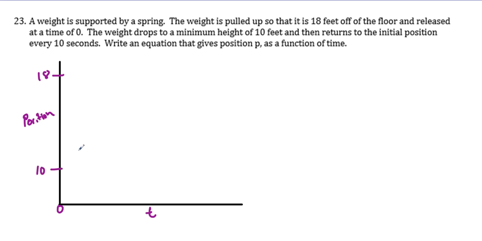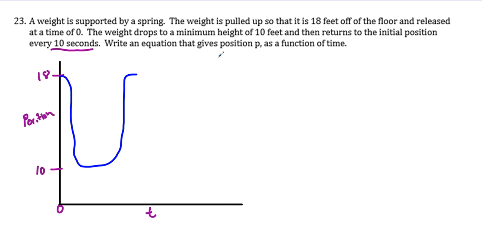We want to write an equation for position P, and the other important piece of information is that the entire cycle takes 10 seconds. So we're going to start off here, and we're going to go down, and we go back up. That's close enough. We're just trying to get a feel for our position here.